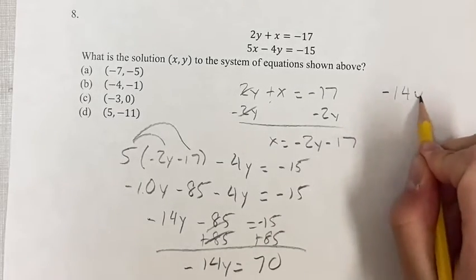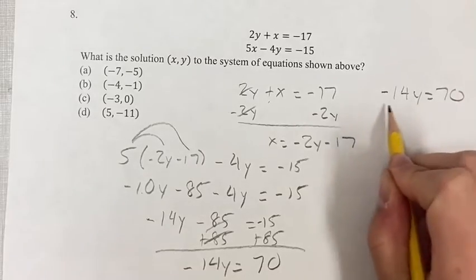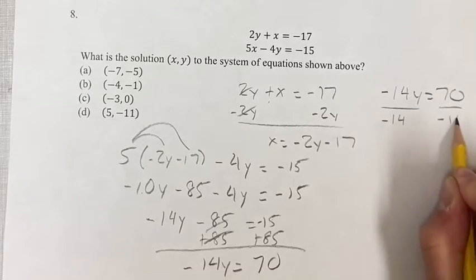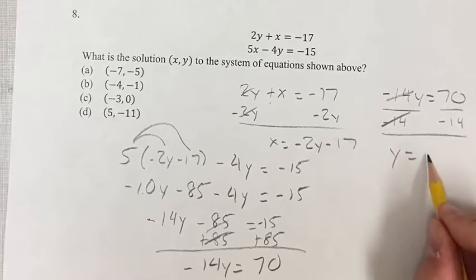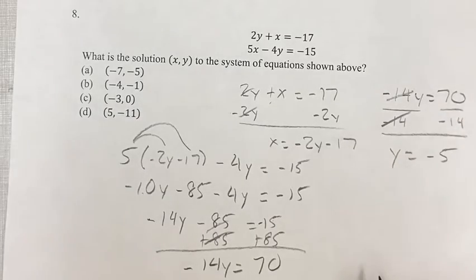Just rewriting it up here so we don't run out of room. We want to get y alone, so we divide both sides by negative 14. These cancel, and we have y is equal to 70 divided by negative 14, which is negative 5.